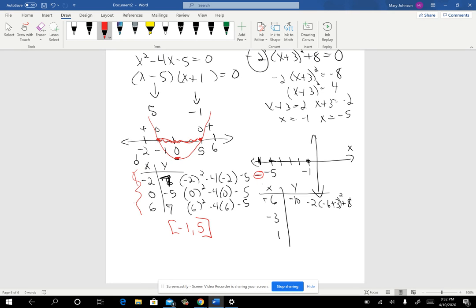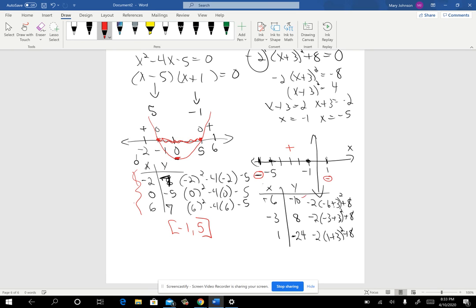When I plug in a -3 for the x, I get 0 squared, which is 0, times -2, which is 0, plus 8. I get an 8. That's a positive number. So when I'm over here at -3, the parabola is going to be above the x-axis. Then I plug in a 1 and work it out. I get -2 times 16, which is -32, plus 8. That's -24. So I'm going to have a negative number when I'm over here at 1. I'll be down here somewhere.